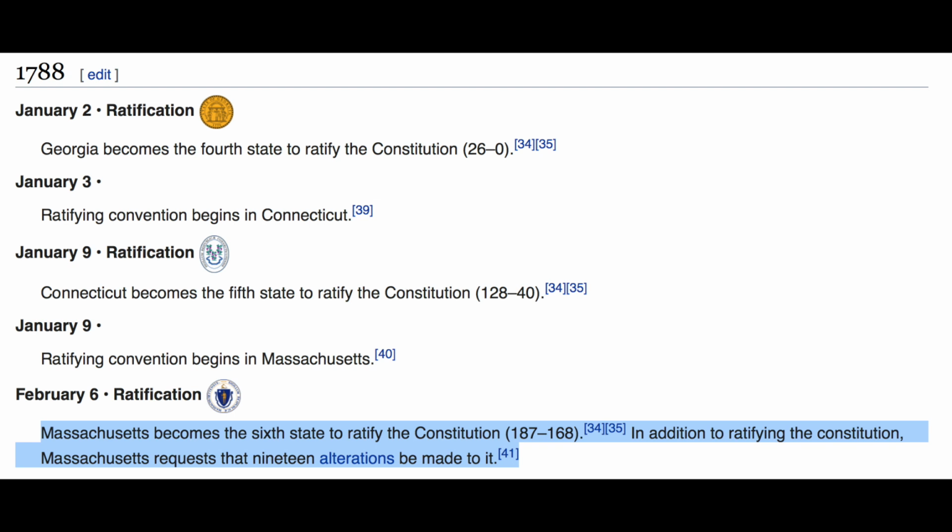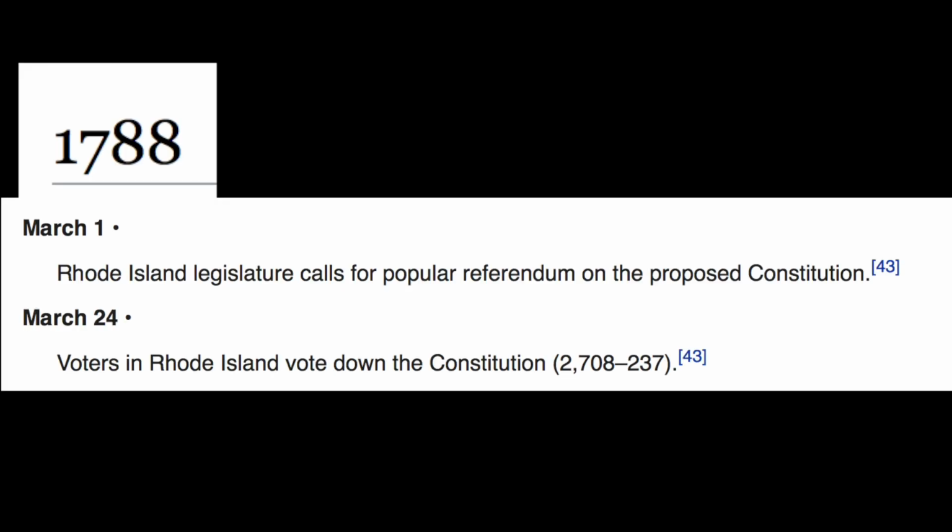So now we're going to look at other states that requested alterations. First we're going to look at Rhode Island, and this is going to be very interesting when you see what happens to Rhode Island. Rhode Island decided that they were going to have a popular referendum on the proposed Constitution. And check this out. Voters in Rhode Island voted down the Constitution 2,708 to 237. That is a major defeat on the Constitution. But you're going to see later on in this video how they managed to pull one over on the people of Rhode Island. It's really, really sad.